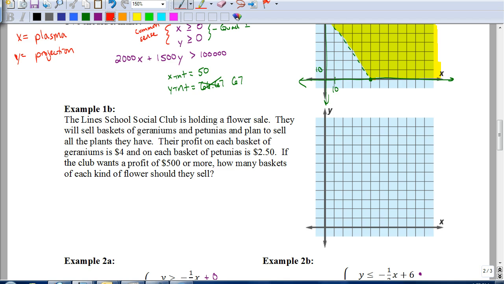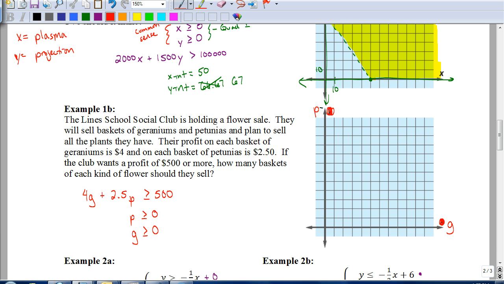Okay, so you should have had a chance to try that, so let's see what you came up with here. It says the geraniums are $4 each, so I'm going to use G for geranium, so it'll be 4G, plus, it's $2.50 for each basket of petunias. We'll use P for petunias. And we want to make a profit of $500 or more, so that's going to be greater than or equal to 500. And then we're not going to have a negative amount of petunias, and we're not going to have a negative amount of geraniums. Let's use G as our x-axis, and we'll use P as our y-axis.